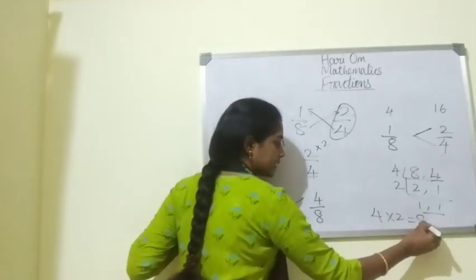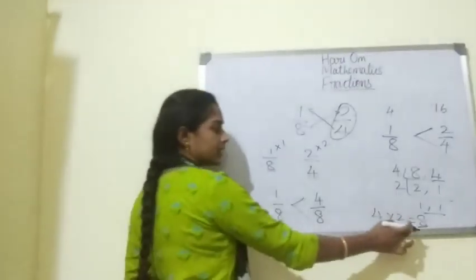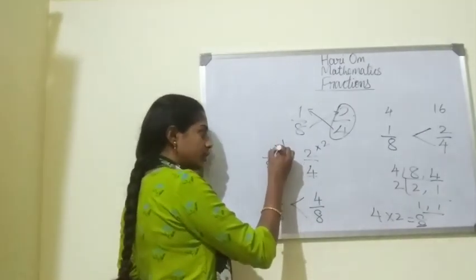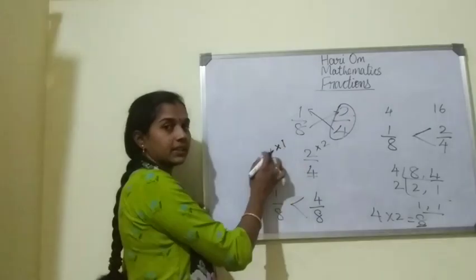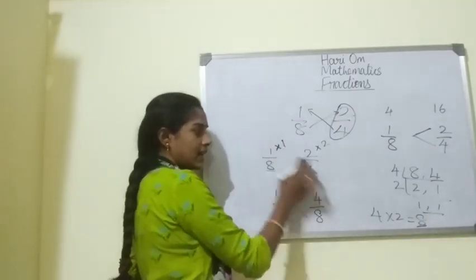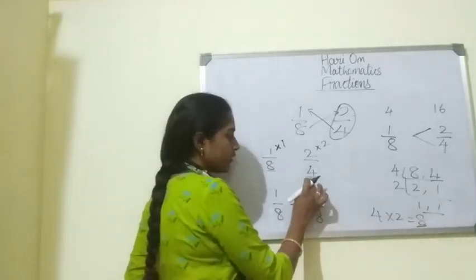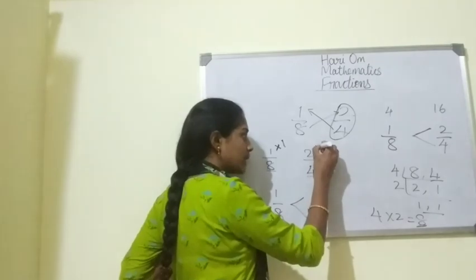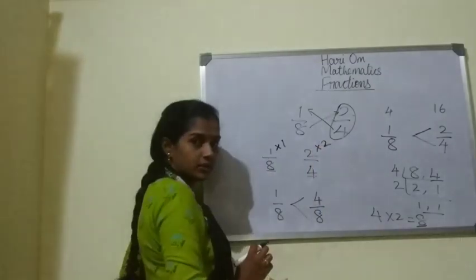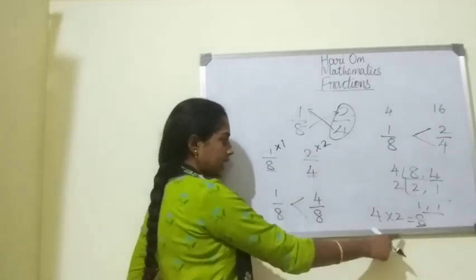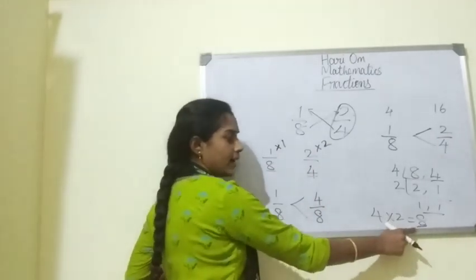To find this, 8 how much are 8? It is 8 ones are 8. So we multiply 1 with the numerator, 1. 8 ones are 8. Okay, then 4 how much are 8? It is 4 twos are 8. So we are going to multiply 2 with the numerator 4. 2 4s are 8. 8 1s are 8.